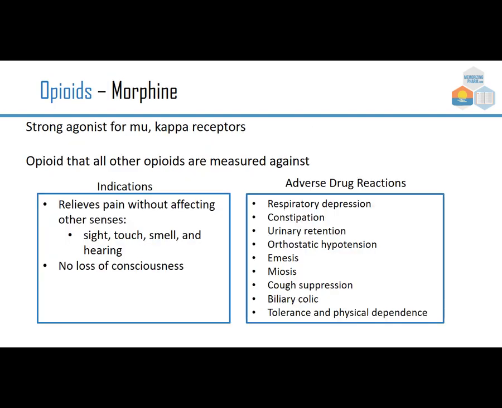So something like morphine, it's a strong agonist for the mu and the kappa receptors, and the opioid that all other opioids are measured against. So the indications are relieving pain without loss of the other senses: sight, touch, smell, and hearing. There's no loss of consciousness. Adverse drug reactions include respiratory depression, constipation, urinary retention, orthostatic hypotension, emesis, miosis, so those pinpoint pupils, cough suppression, biliary colic, intolerance, and physical dependence.